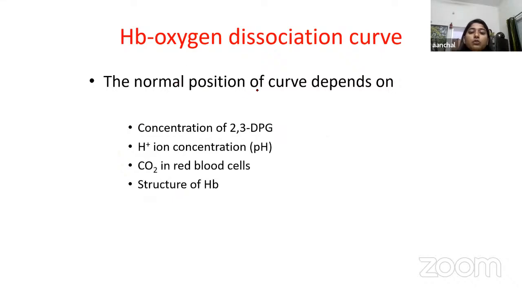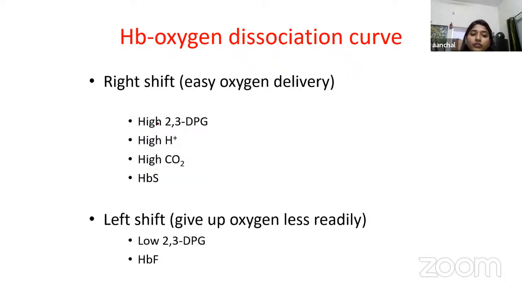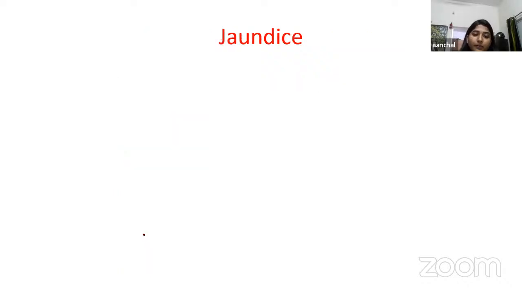So again, the normal position of the curve depends upon the concentration of 2,3 DPG, H plus ion, CO2 in the cell, and the structure of HB. Then right shift indicates high 2,3 DPG, high H plus, high CO2, and HBS. And left shift indicates low 2,3 DPG and HBF.